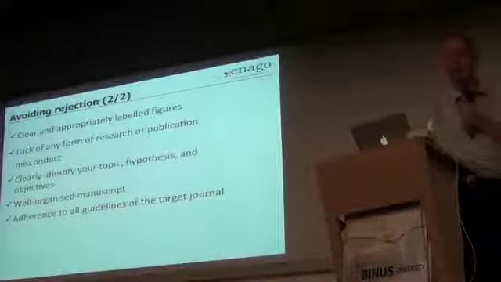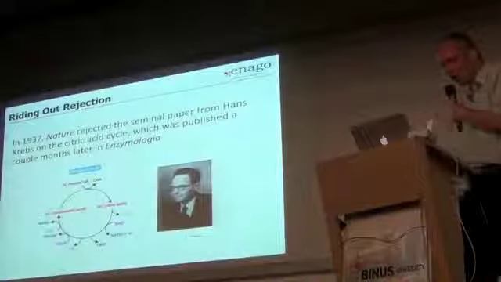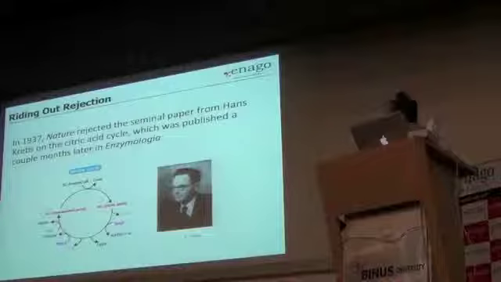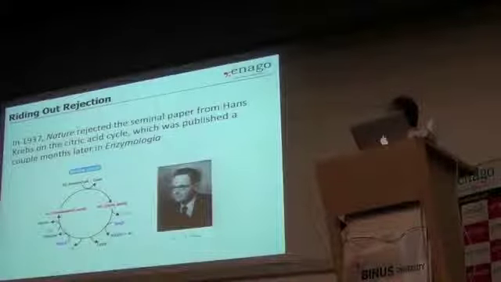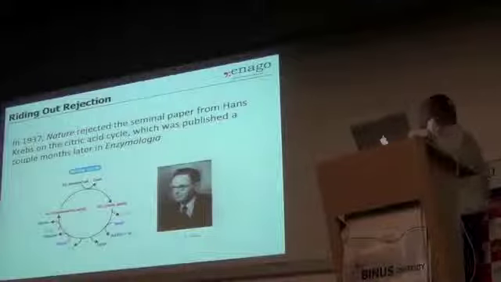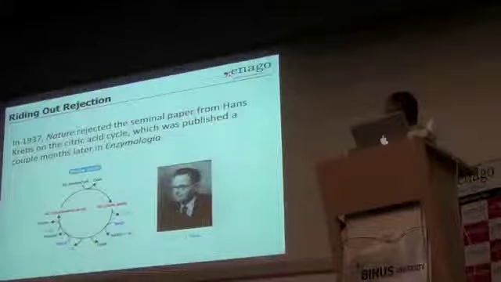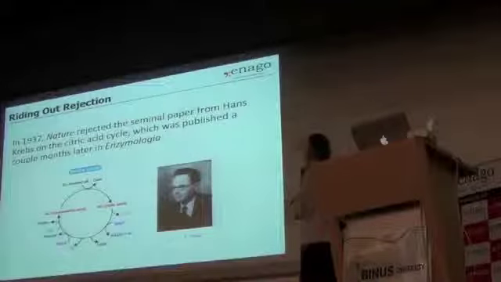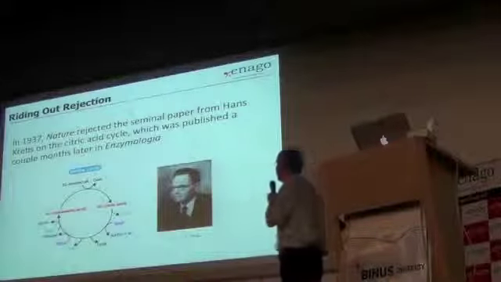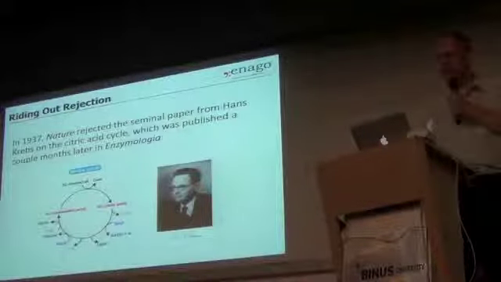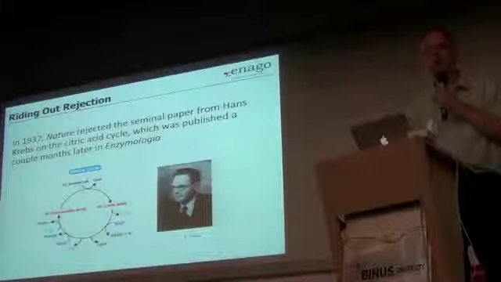Now, rejection happens to the best of us. Here's an example of, we're almost through, by the way, of work by Hans Krebs, who discovered the citric acid cycle, for which I believe he got, did he get the Nobel Prize? I'm not entirely sure. But he submitted this in 1937 to the journal Nature, and it was rejected, and only a few months later it was published in a lesser-known journal called Enzymologia. This turned out to be a really seminal paper that is still being referred to today, but it was rejected by Nature as insignificant.